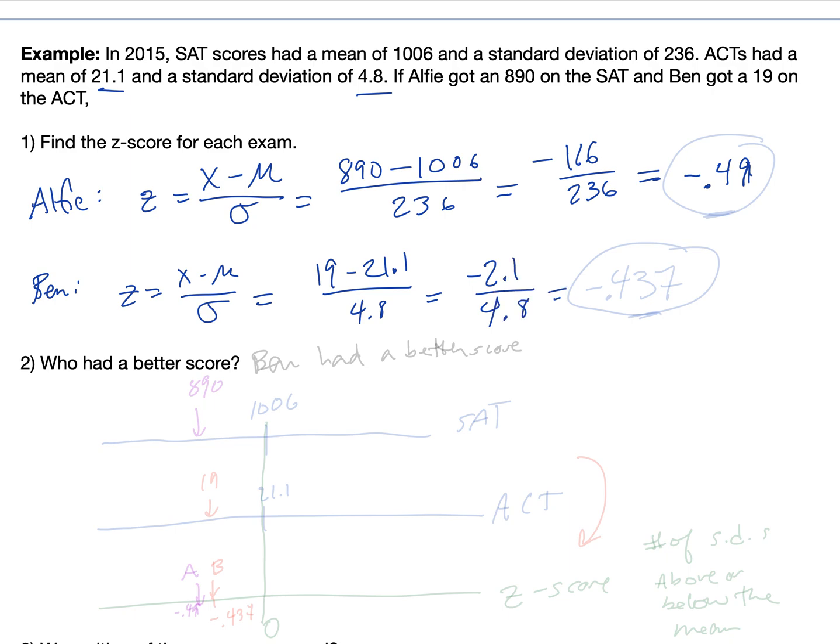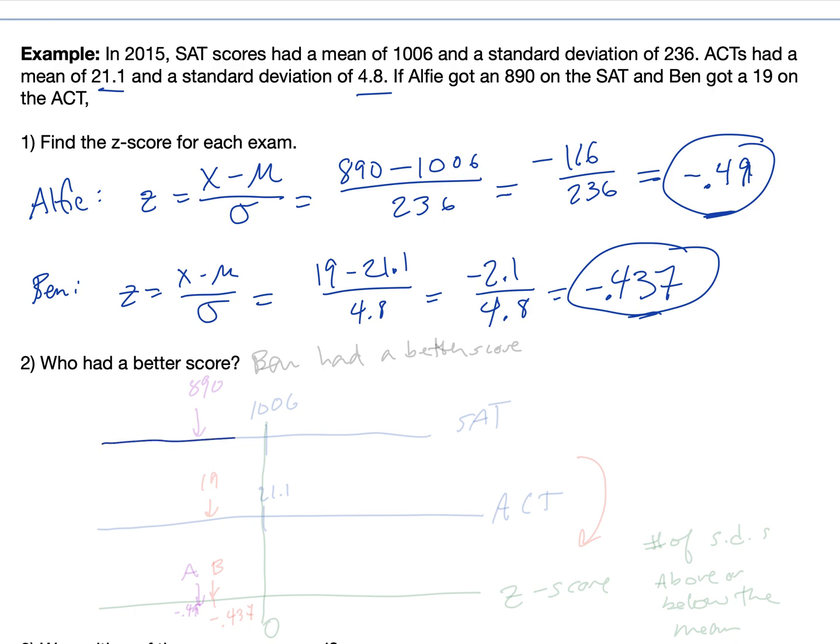And when we divide, we get negative 0.437. So those are the z-scores for each of the exams. Both of these were about half a standard deviation below the mean. This was a little bit farther below the mean, and this was not quite as far below the mean. Okay, so who had a better score?